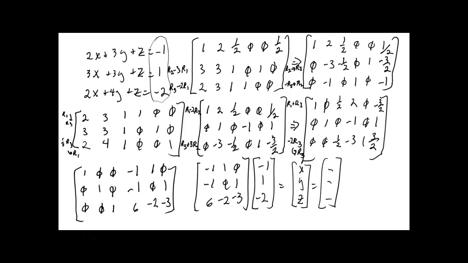Okay, and how would you get this entry? The 1, 1 entry? Row 1 times column 1.